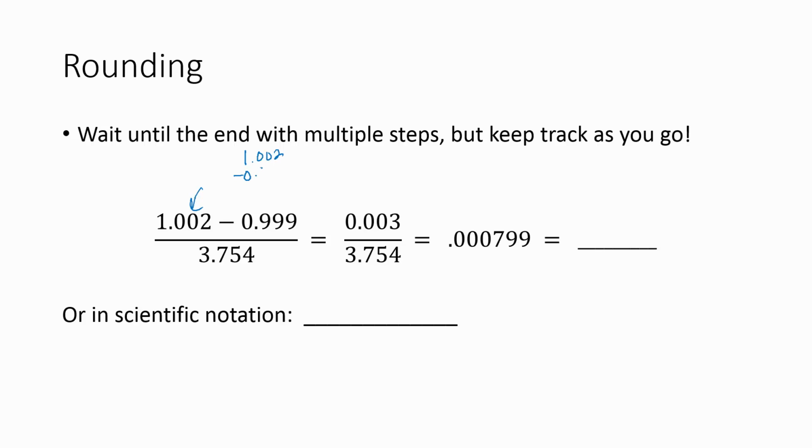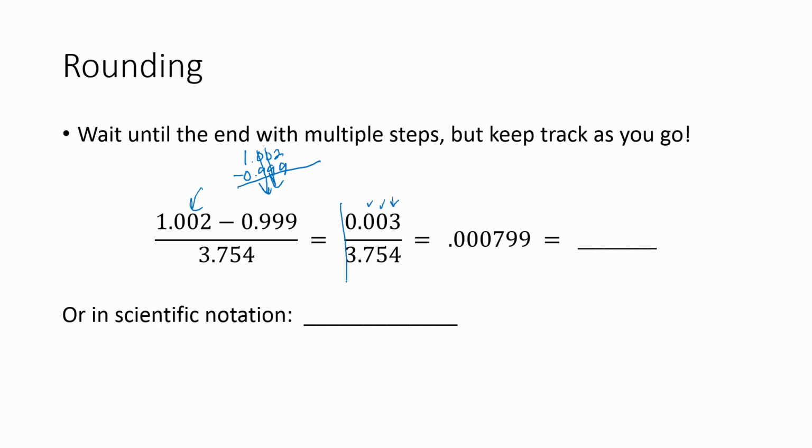minus 0.999. So when we do this, they both have significance in this thousandths place. So this 3 is significant. Okay? Now technically, so are these zeros. All right, even though they're indicated this way, they were significant because these columns were significant.